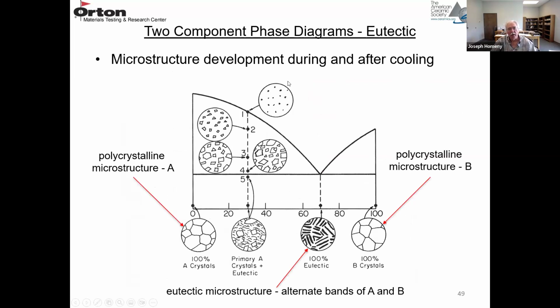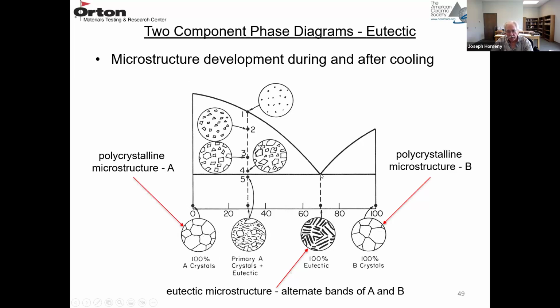So how does the microstructure develop during this cooling process? If you're at the endpoint A, at composition A, and you cool it down, you're simply going to get a polycrystalline microstructure of A crystals. So this is 100% A crystals, and this is a polycrystalline structure. If you're at composition B, you're going to get another polycrystalline microstructure of B crystals.